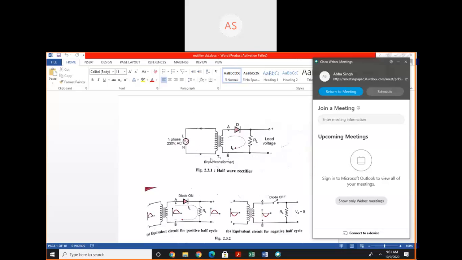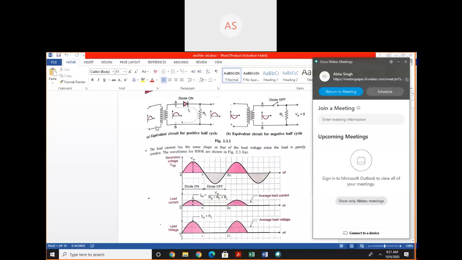This is the circuit for half wave rectifier. In positive half cycle, positive terminal is connected to anode, negative terminal is connected to cathode, means this diode is short circuit, current is flowing in this circuit, and we get an output for positive half cycle. For negative half cycle, negative is connected to the anode and positive is connected to the cathode. It means that diode is reverse bias, acts as an open circuit, no current is in this loop, so we get zero output for negative half cycle.